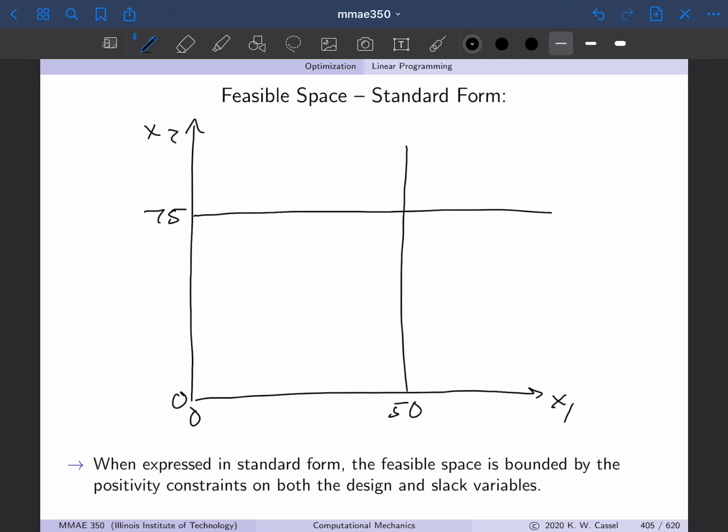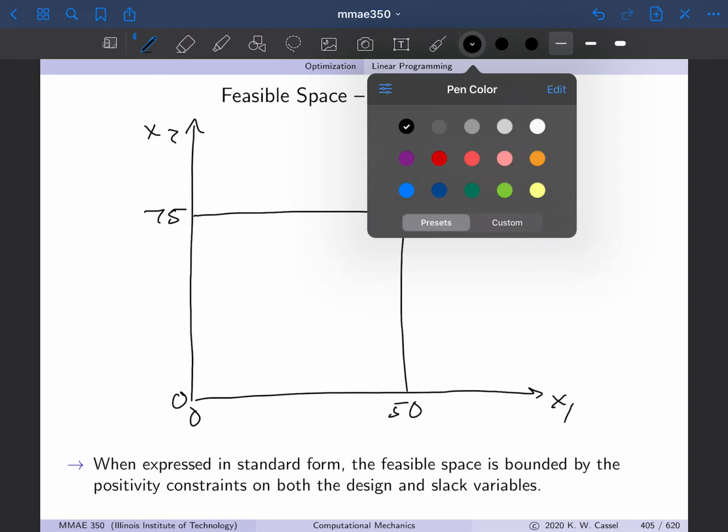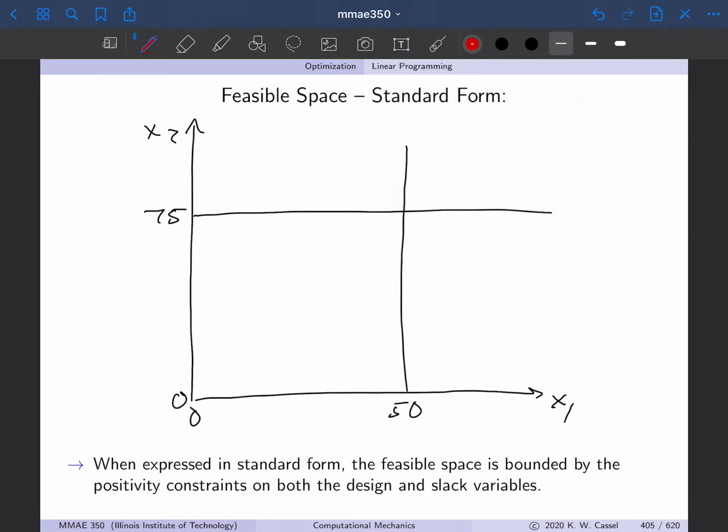All right, so again, remember that, let's see if I can remember to use the same colors. I think I used red. So we had that x1 had to be positive. So x1 is equal to 0 is the left vertical boundary, so it has to be to the right of that. And then x2 equals 0 is the bottom horizontal boundary, so it has to be greater than that.